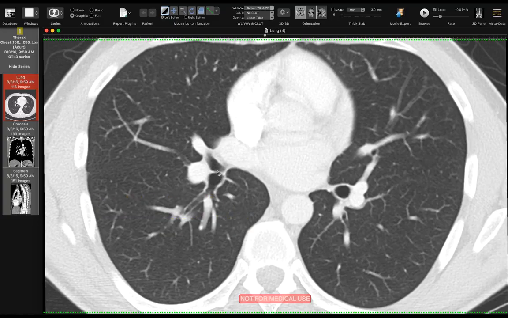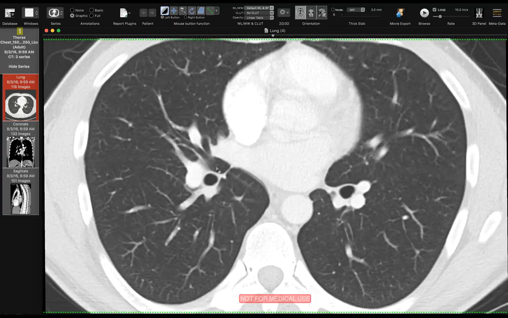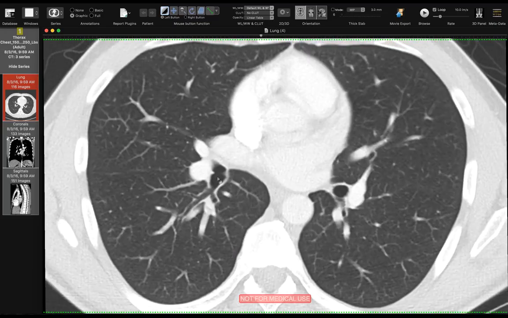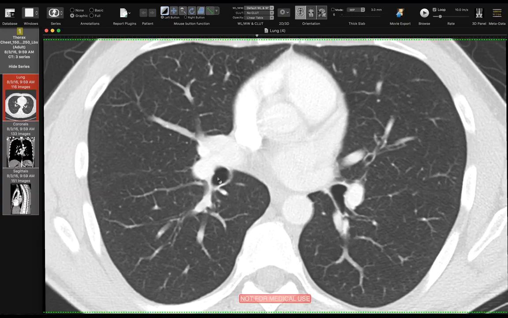Let's take the right middle lobe bronchus first. The right middle lobe bronchus only has two segments, the medial and the lateral. So you can see here, this one is medial, and this one is lateral. Okay, you scroll back up, right lower lobe bronchus again, right there.